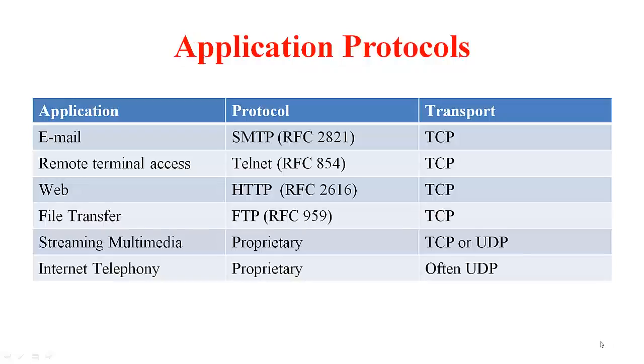There are plenty of applications out there, and there is a protocol associated with these applications. For example, the protocol associated with email is SMTP. The protocol associated with web is HTTP. These protocols could be standardized, in which case the standard is specified as part of these RFCs, or it could be proprietary, in which case no one knows the actual details of the protocol. And these protocols employ transport layer services. For example, email uses TCP, web uses TCP. The real-time applications often use UDP, sometimes TCP also.